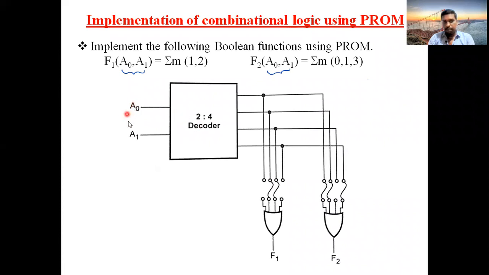See here, I am having 2 inputs as per the question, A0, A1, as the 2 inputs, and the 4 outputs are there. See here, this is the first output 0, next 1, next 2, next 3. Total 4 outputs are there as per the question. Now, how many OR gates are required? 1 OR gate for the first expression, 1 OR gate for the second expression. So I took F1, 1 OR gate, F2, 1 OR gate.